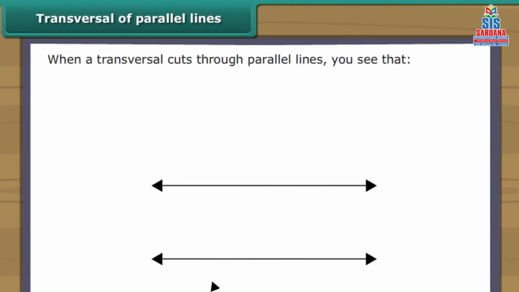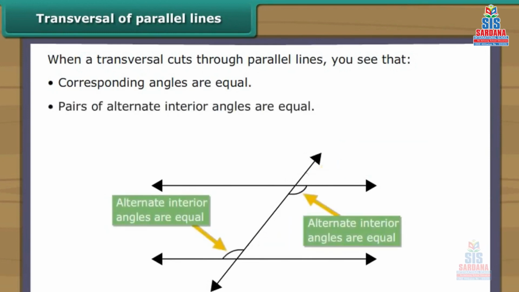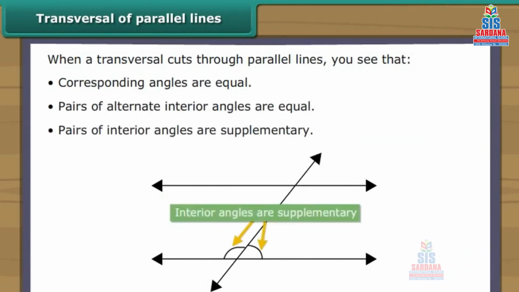Transversal of parallel lines. When a transversal cuts through parallel lines, you will see that corresponding angles are equal. Pairs of alternate interior angles are equal. Pairs of interior angles are supplementary.